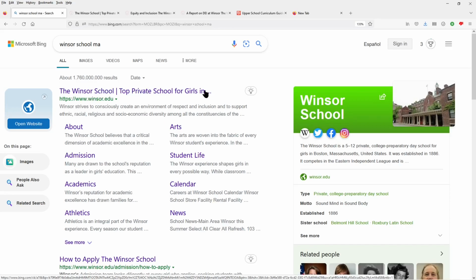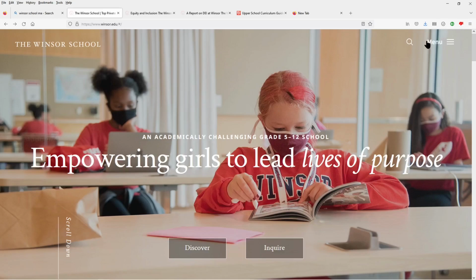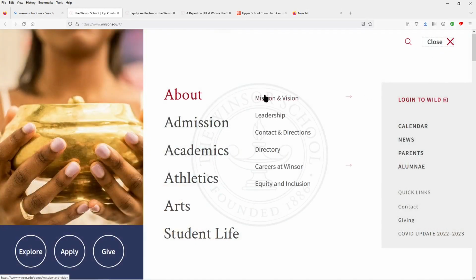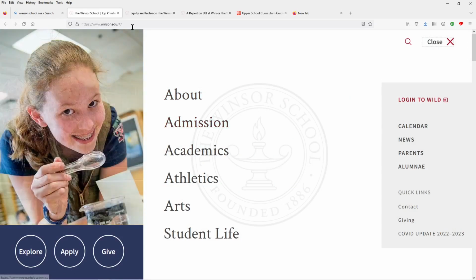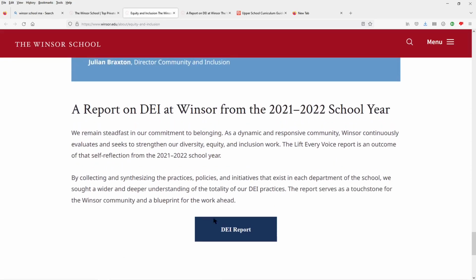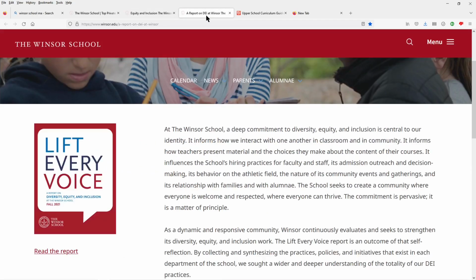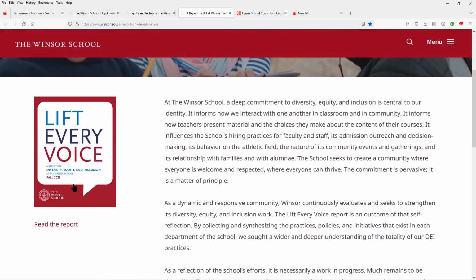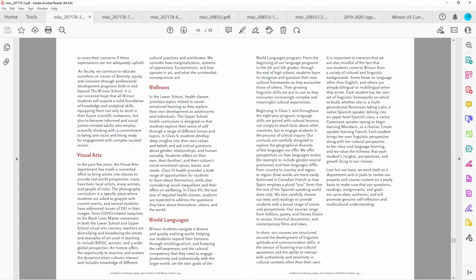You go to Winsor School, top private school for girls. You put that into your search. Click on that, and you'll go to this. You don't need to see this PDF, but it helps if you want to read more about it and everything. Go to the menu, you click on that, and you get About. Then you go down to Equity and Inclusion. That takes you to this page. You scroll down until you see this blue box, DEI report. Click on that, and you get this page, Report on DEI at Winsor. And then you have this, and you click Read the Report, and you'll get a PDF.